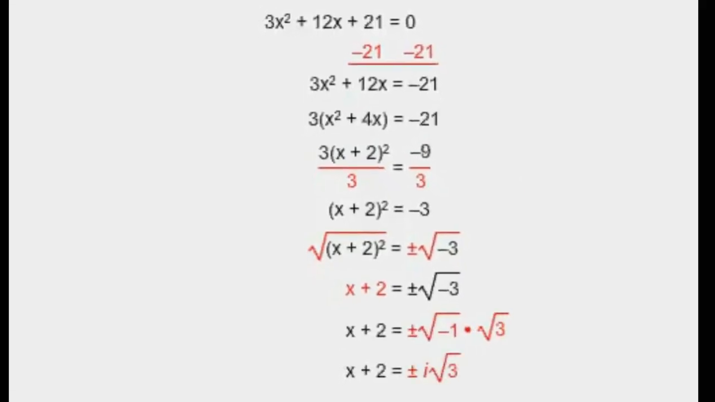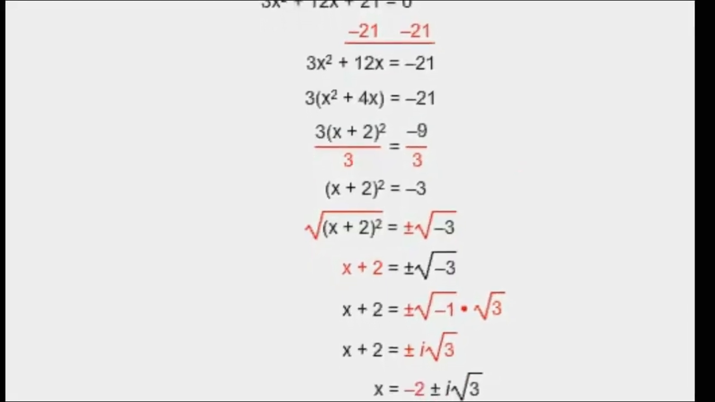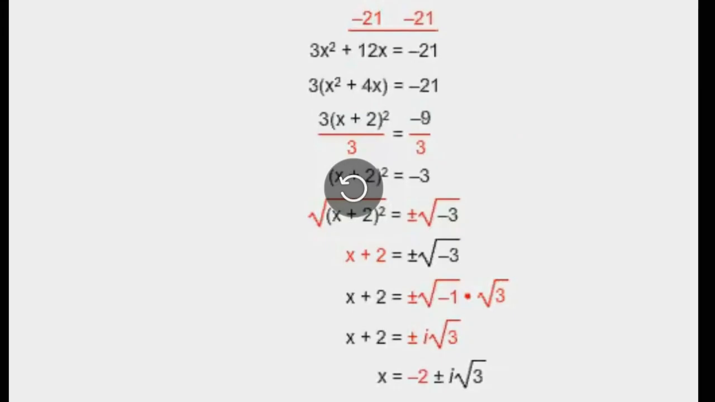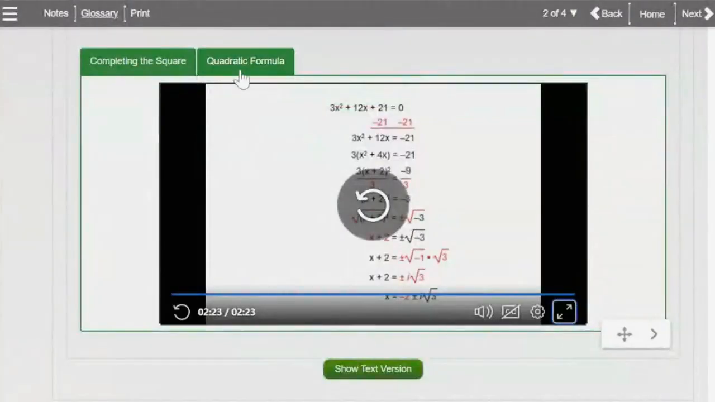Finally, the real number part is subtracted from both sides of the equation. All right, there's your solution. Negative 2 plus or minus i square root of 3. Since that is a prime number, we can't take a square root of that. Let's compare that to the quadratic formula. See how many steps this takes.